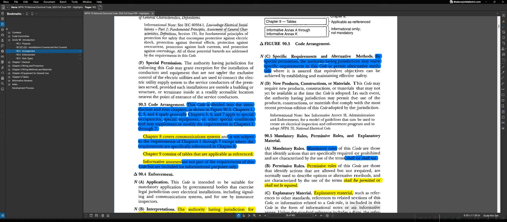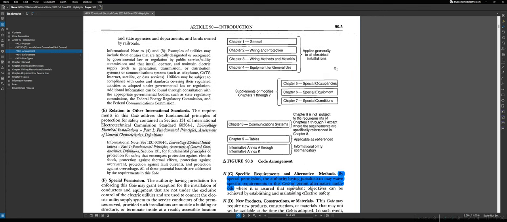Chapter 8 covers communication systems. Chapter 9 consists of tables that are applicable as references. And finally, informative annexes. So taking that, I'd like to look at this table and break this down a little bit more. To simplify, the NEC is broken down into 9 chapters. Beyond the chapters, there are informative annexes, and there is also an index, which is essentially a big lookup section for terms.